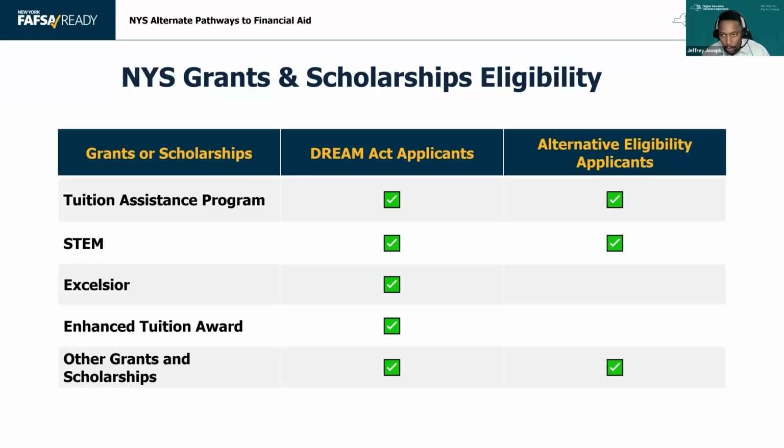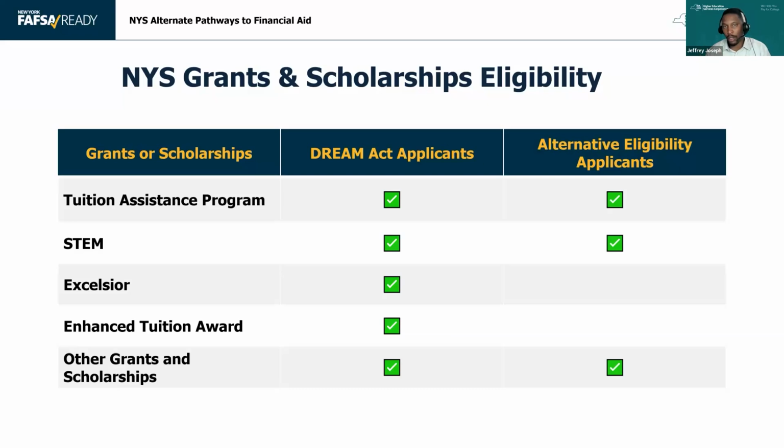Students that are eligible under the alternate pathway are eligible for all of our programs except for Excelsior and the Enhanced Tuition Award. Now, other than TAP, Excelsior is probably our biggest application. The reason the students going through the alternate pathway are not eligible for Excelsior or ETAs is because of how the legislation is written: DREAM Act applicants are not FAFSA eligible, right? They do not meet the citizenship requirements for the FAFSA.